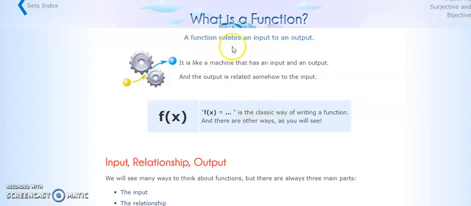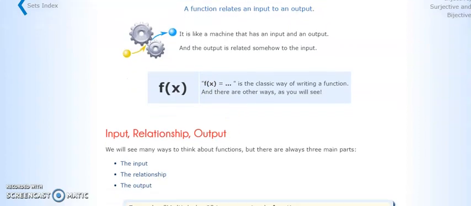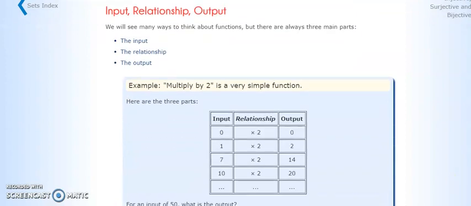It's a machine that relates an input to an output. Input means incoming things, and output, okay, but the relation is the function. Normally a function is denoted by f(x), where f is the name of the function, x is the input, and this whole thing f(x) is the output. In a function there are three components: input, relationship, and output. So you can see these are the inputs, this is the relationship, this is the output.